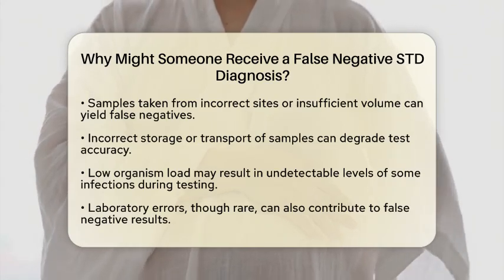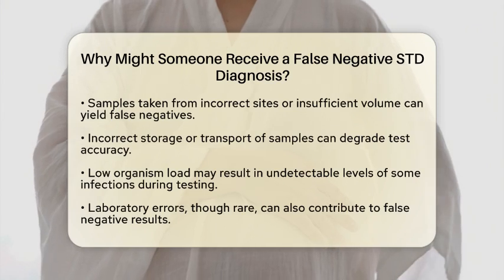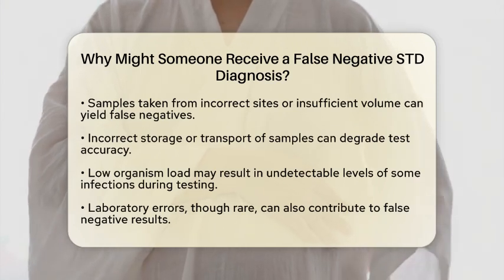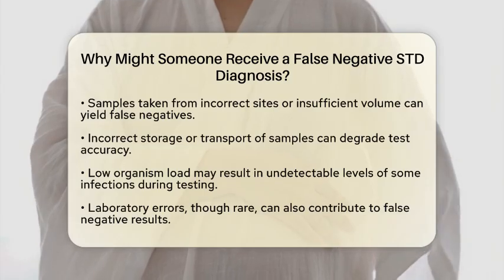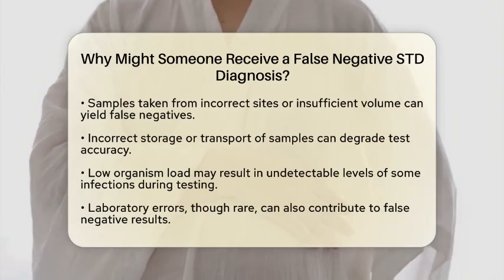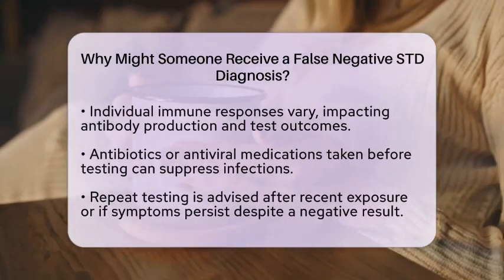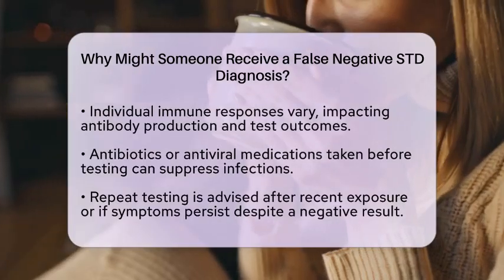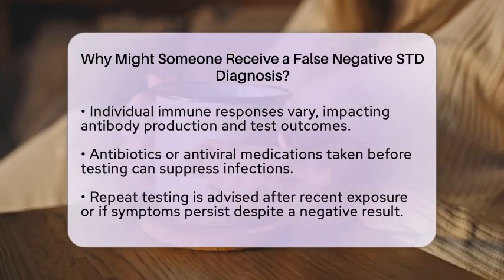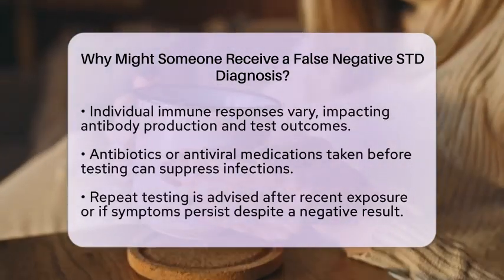Some infections might have low levels of the pathogen at the time of testing or may shed intermittently. For example, the herpes simplex virus can be latent, meaning it is not always present in detectable amounts. Laboratory or technical errors, while less common, can also lead to false negatives. Mistakes in processing or issues with test kits can affect results.